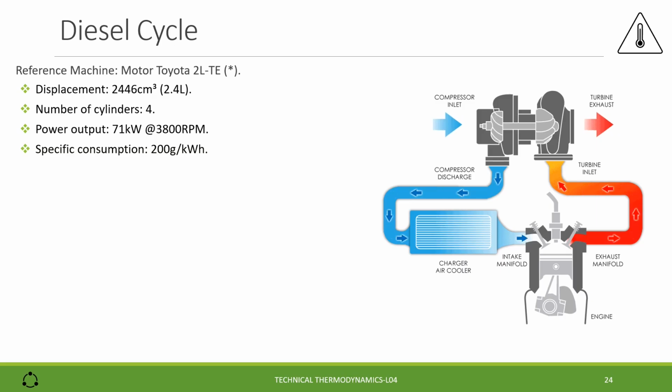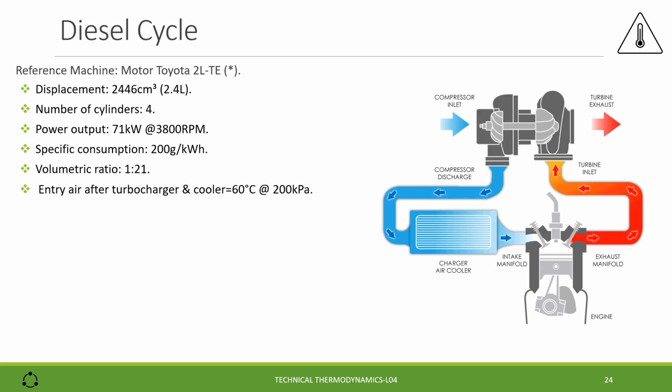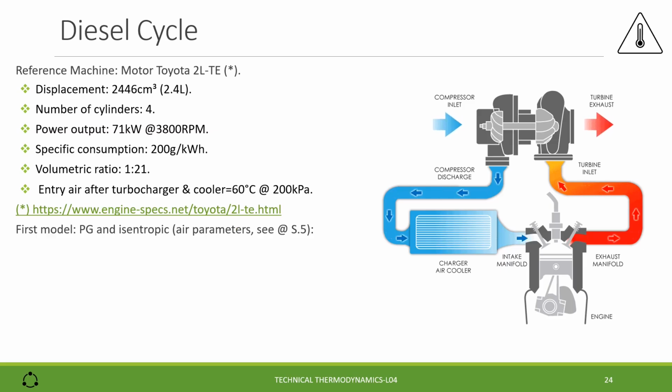The specific consumption is 200 gram per kilowatt hour, which is definitely lower than the one seen for the Otto cycle, and the volumetric ratio is 1:21. The entry air conditions after the turbocharger are 60 degrees and 200 kilopascal. Here we can find the reference to the motor, which is also available in the video comments. As the first model, we take a perfect gas and isentropic conditions.